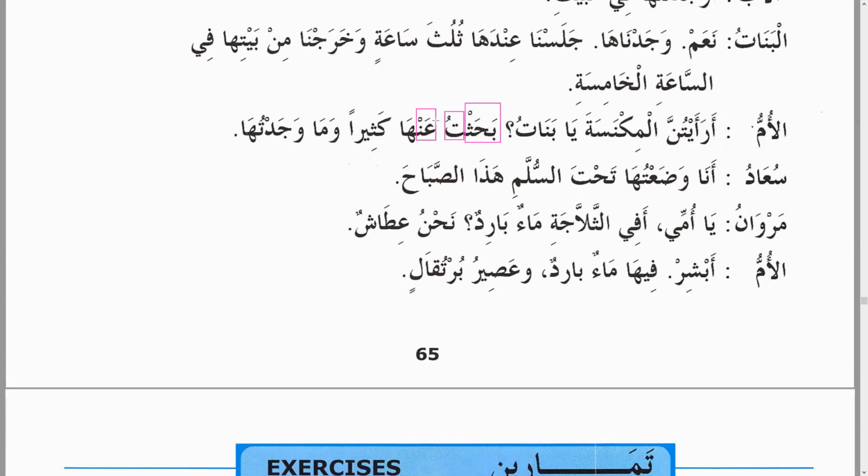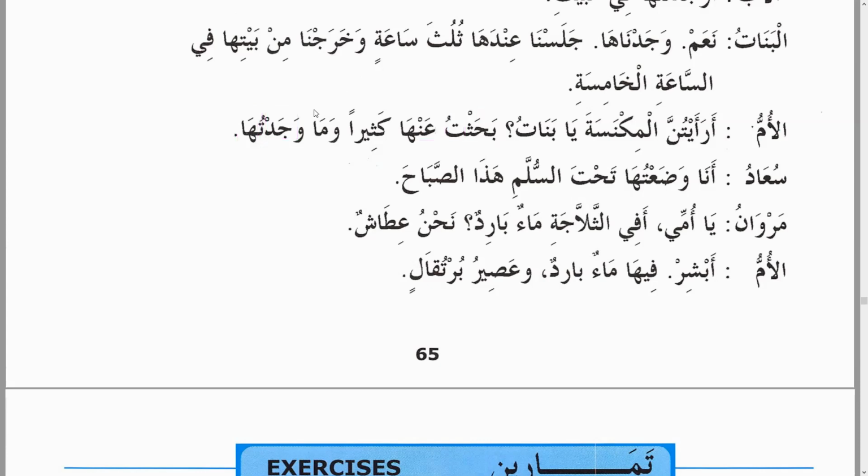That's how it is. Anha kathiran. I searched for the broom a lot. Kathiran. Wama wajadtuha, and I did not find it. Wajadtuha, and I did not find it. Wajada is to find, right? Wajada. And this is the fa'il, and this is the ha. Wama wajadtuha, I did not find it.